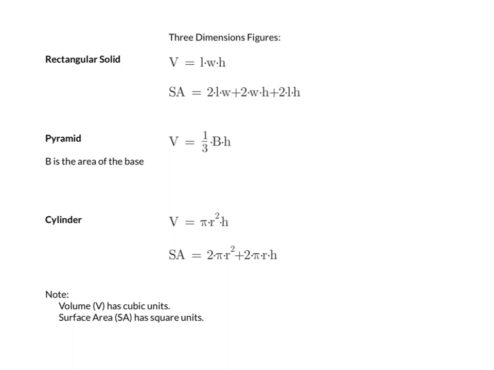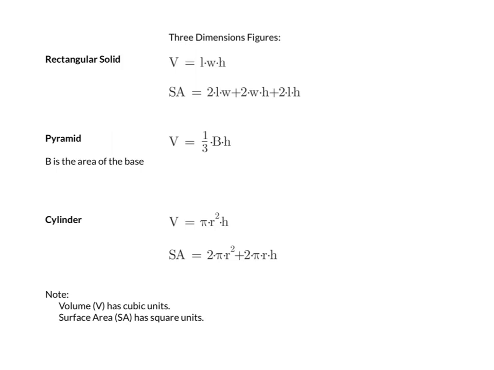So it's kind of the next step for area. The other one that we have is surface area, which is denoted by SA. And surface area is the area on the outside of the figure. It's kind of the next level of perimeter. Now there are lots of three-dimensional figures that we can look at. We're going to look at three.